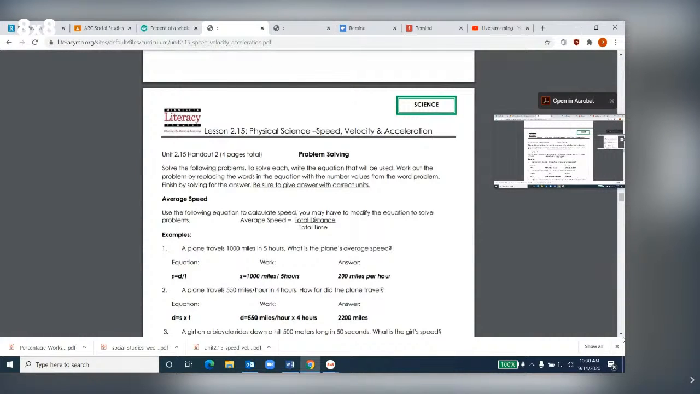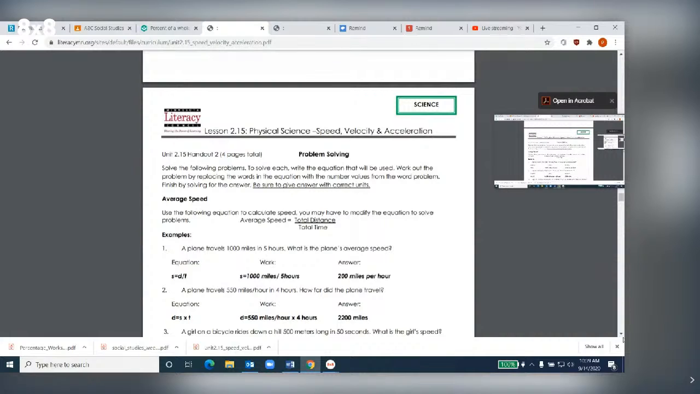Okay, so a plane travels 1,000 miles. That would be the total distance, so it'd be 1,000 over 5. When you divide 1,000 by 5, you're going to get 200 miles an hour. So that's how fast the plane was going. It was going 200 miles an hour.